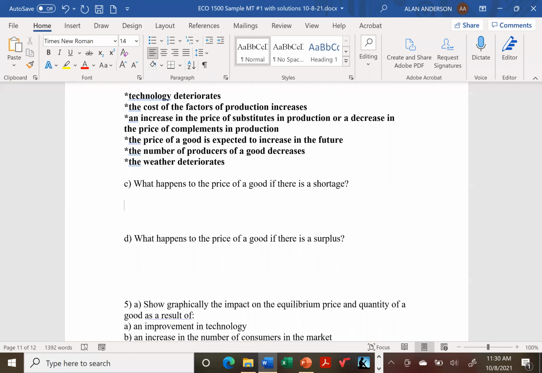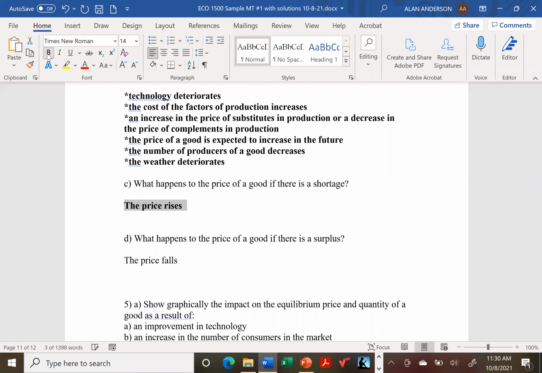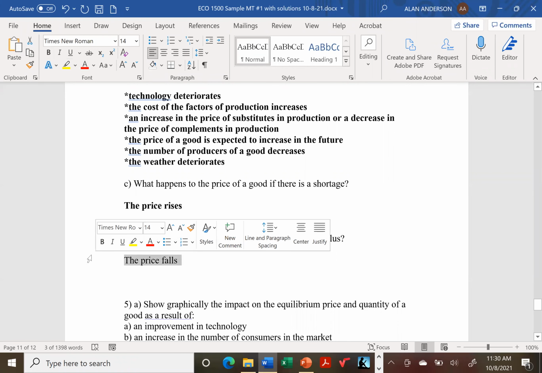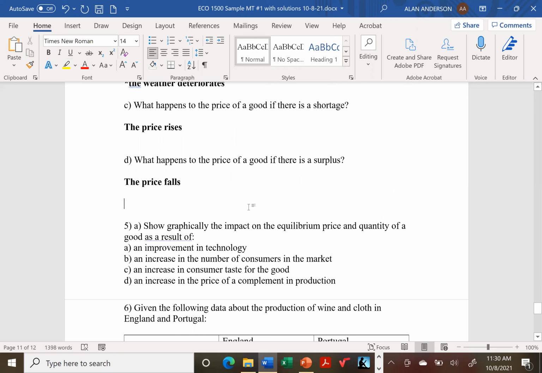Anyway, what happens to the price of a good is, if there's a shortage, the price rises. And if there's a surplus, the price falls. When you think about it, if there's a shortage, it means that the producers can raise the price and people will pay the higher price for the product. If there's a surplus, it's the other way around.